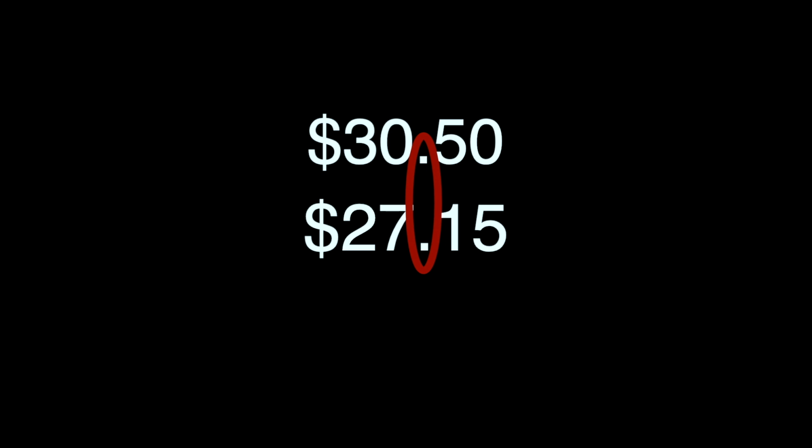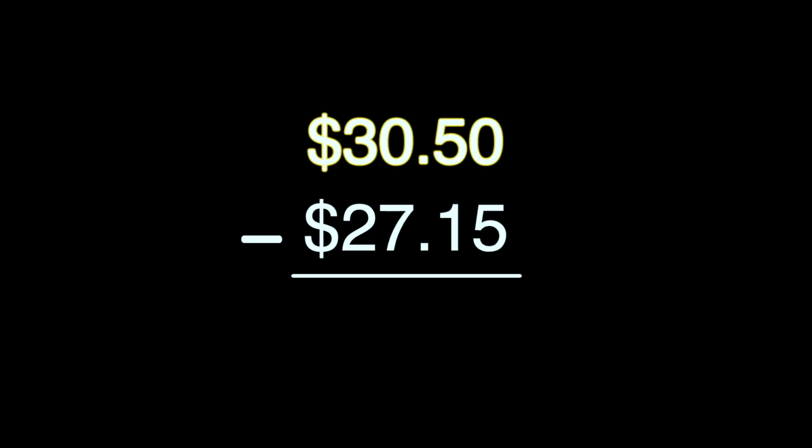Okay, let's do the math together. We start from the right and work to the left. $30.50 minus $27.15. When working with subtraction, the bigger number goes on top. For this equation, that is $30.50.